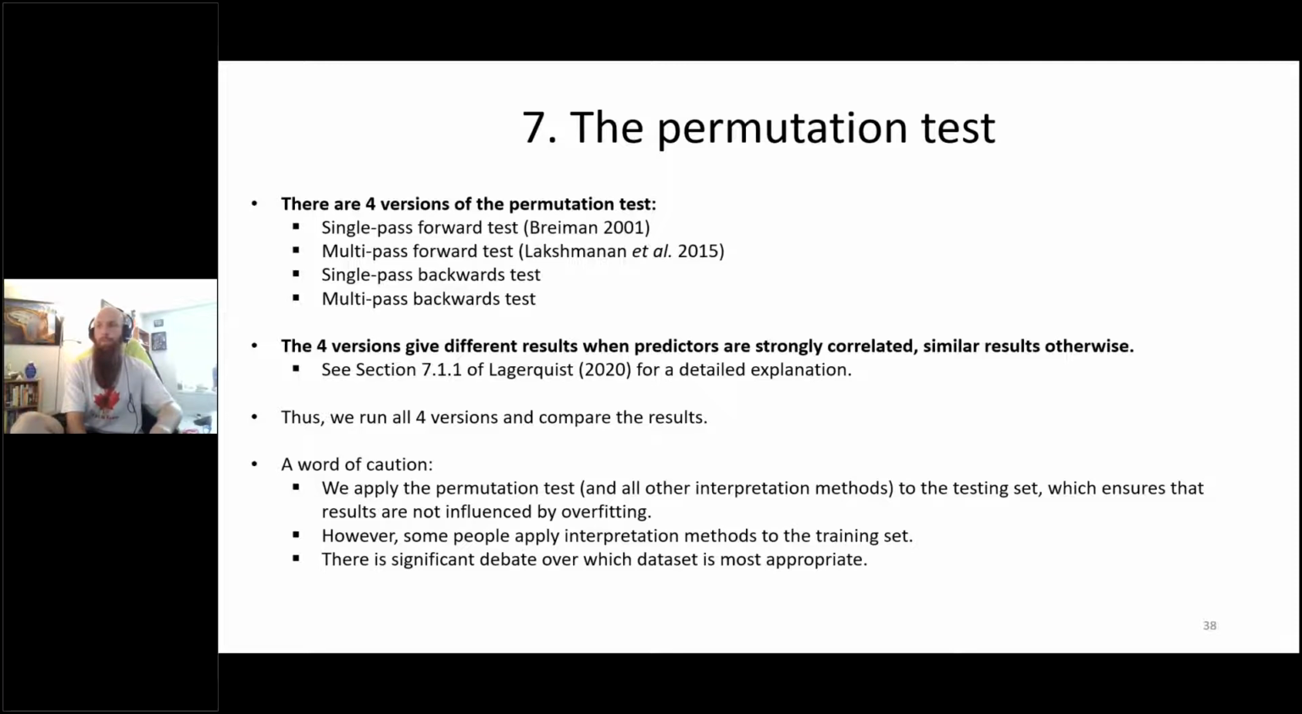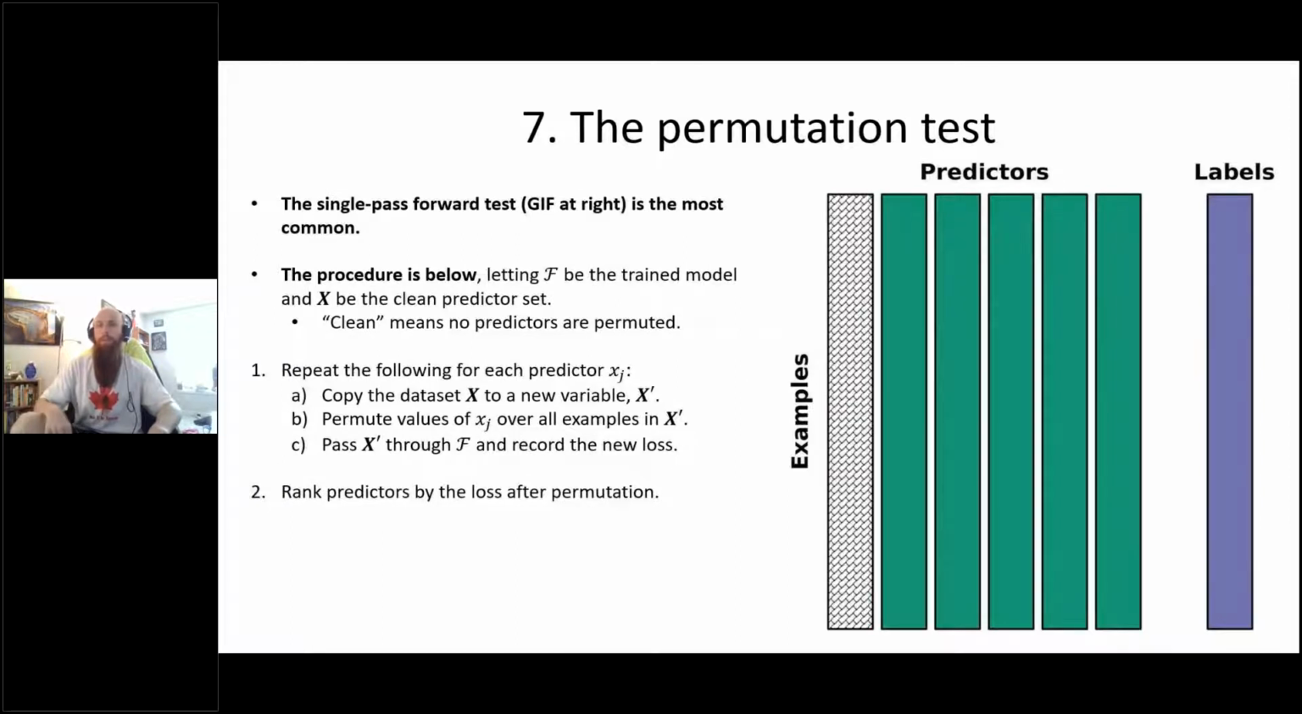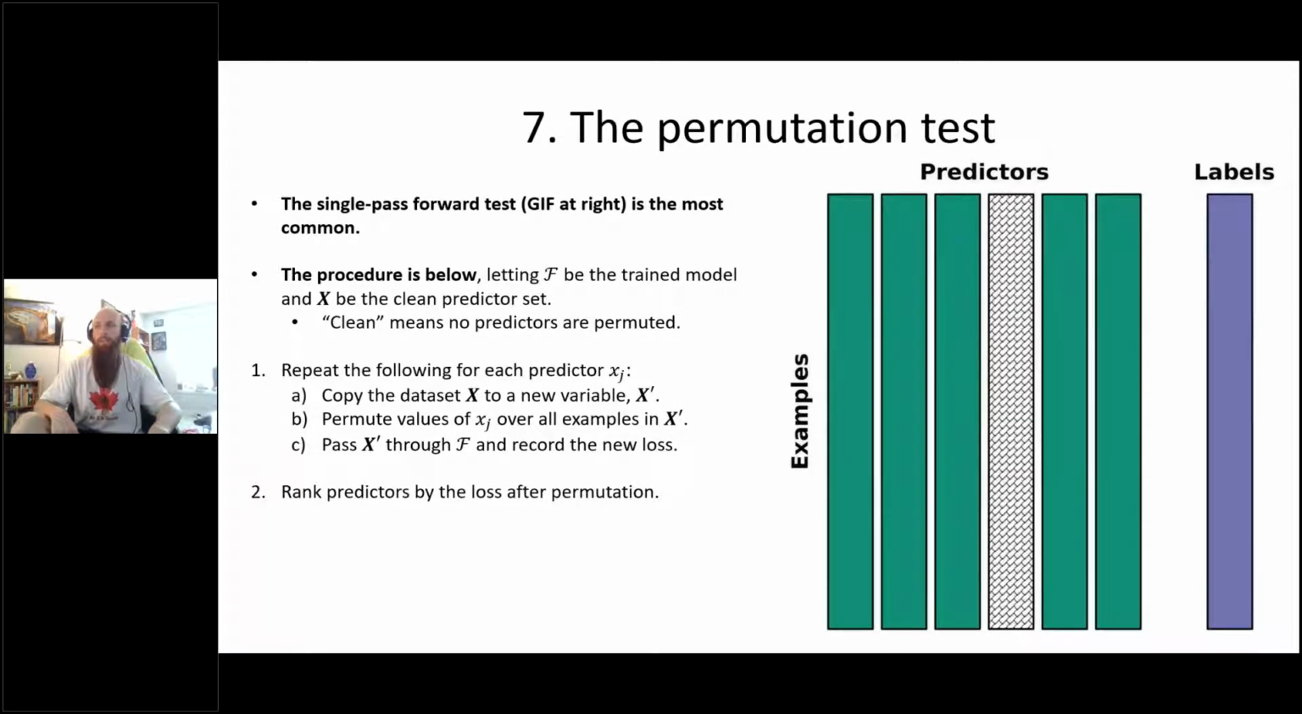But there are different schools of thought when it comes to this, and some people like applying interpretation methods to the training set instead, because even though you might have overfit the training set, it is what the model truly learned from. So some people think if you want to truly know what a model has learned, you have to run the interpretation methods on the data used to train the model. Although in my experience, I usually get similar results whether I do it on the training or testing data.